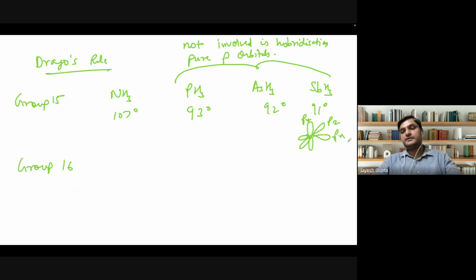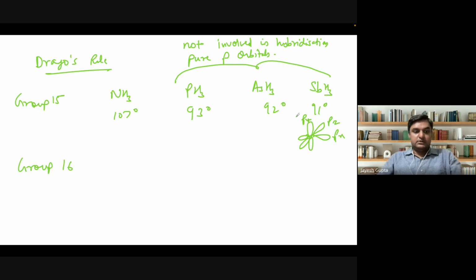This will be pz. So they are all having 90 degree. Of course, if pure p orbitals are involved in making bonding, and hydrogen will have s orbital here, the bond angle will be closer to 90 degree. So this you have to remember. This is Drago's rule.